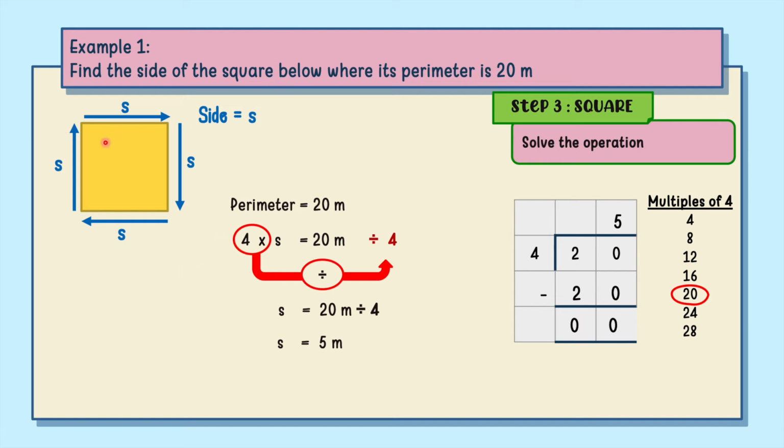We want to double check. Okay, let's double check. Remember, the formula to find perimeter is 4 times s. So since s is 5, we're going to do the equation here. 4 times 5, it is equal to 20, which means that the sides is 5 meter. So this is correct.